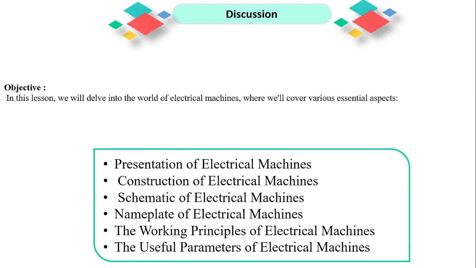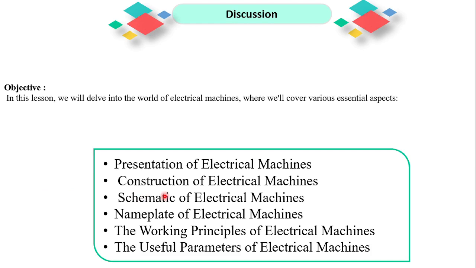In this lesson, we will delve into the world of electrical machines, where we'll cover various essential aspects. We start with the first one, the presentation of electrical machines. In this section we will understand the significance and applications of these devices. The second section is about the construction of electrical machines. In this section we will explore how these machines are built and assembled. For the third section we will present the schematic of electrical machines. In this section we will gain insights into the circuitry and connections within these devices.